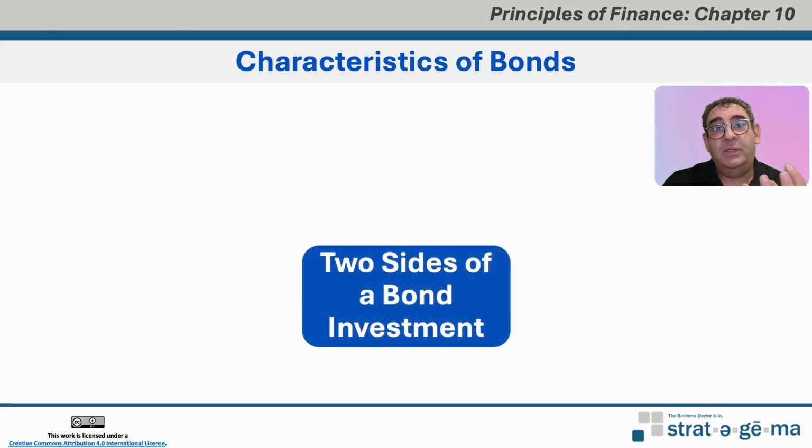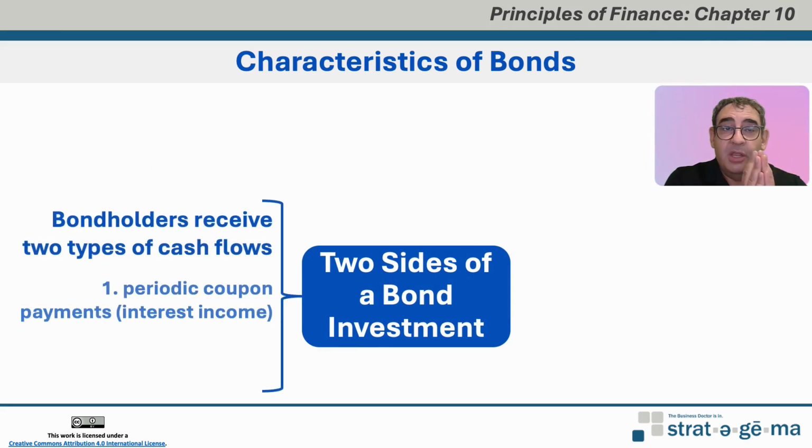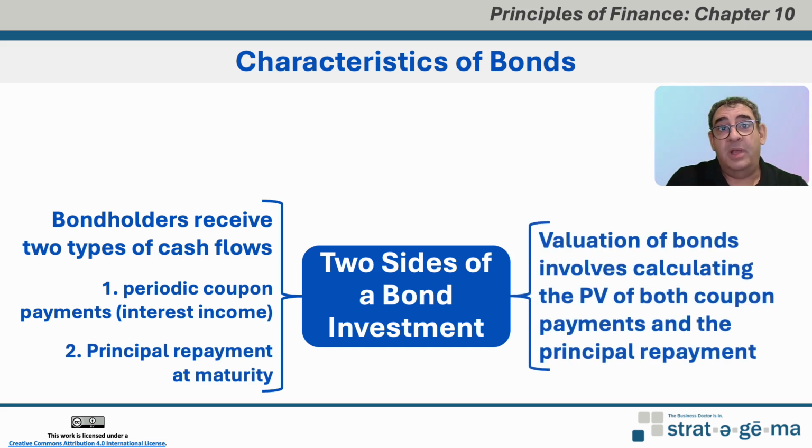So there are two sides to an investment in a bond. Bondholders will receive two types of cash flows: periodic coupon payments or the interest income, and they'll receive the principal at maturity. Now what happens is the valuation of bonds involves calculating the present value of both of those coupon payments and principal repayment because those are cash flows that are in the future. So the value of a bond today is actually worth something different than the sum of the interest and the principal repayment at the end. And again, that's why we did all that work in the previous chapters, so that now we're prepared to determine what the value of bonds are.